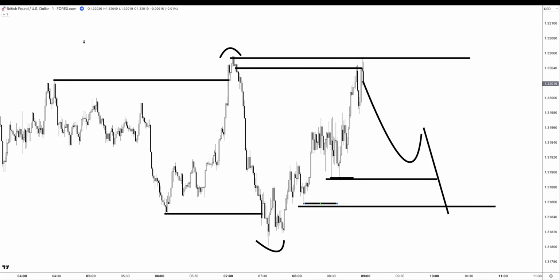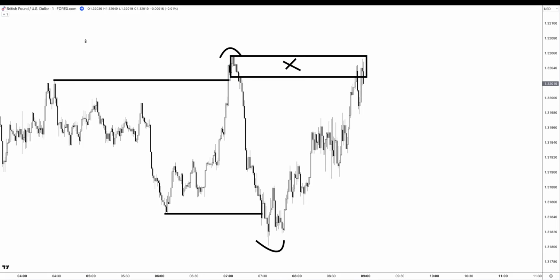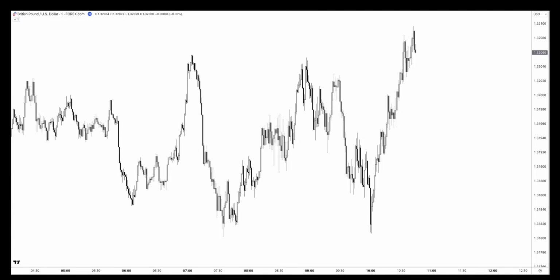Let's get rid of all of this, all the markups, the markings. Maybe I can even do this. Perfect. So now here's the after. Perfect. So look what ends up happening.